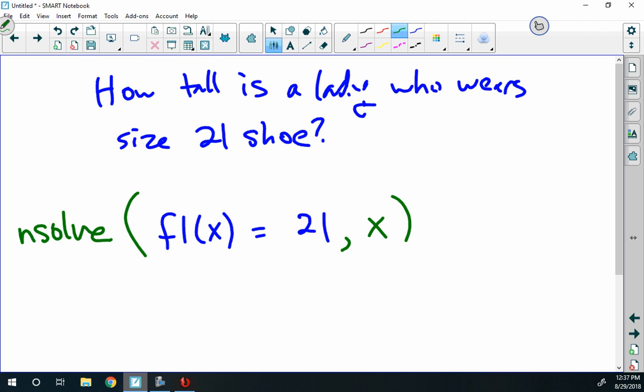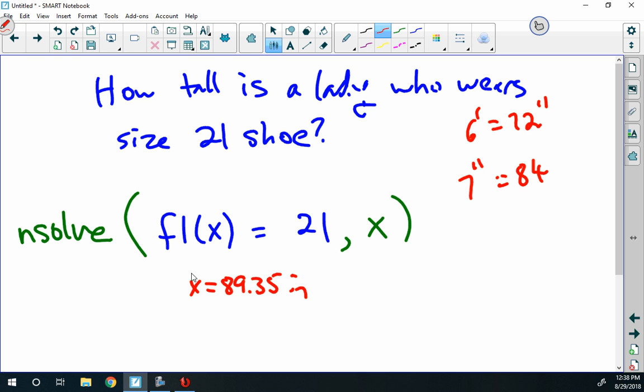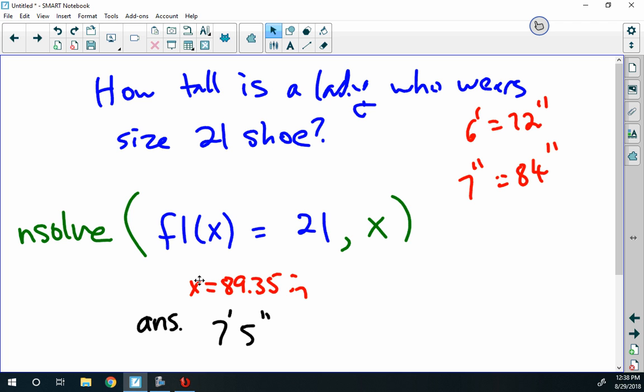So let's think about that. So x is 89.35. So this lady is 89.35 inches tall. But how many feet and how many inches is that then? Let's think about that. We know 6 foot is 72 inches. We know that 7 feet is 84 inches. So how tall is this lady? 7 foot what? About 7'5". That's a big lady. That's taller than Lisa Leslie.